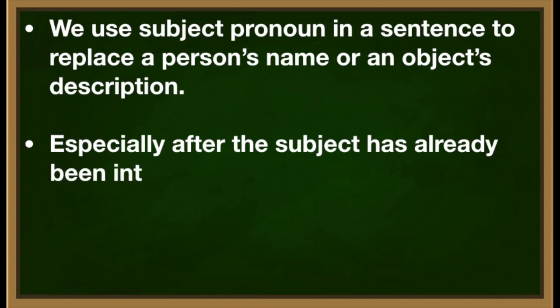For example, Sarah is a new student. We replace it with "she is a new student" because we have introduced Sarah's name. Sarah, Bob, the computer, the cat, these are all object descriptions and person's names.